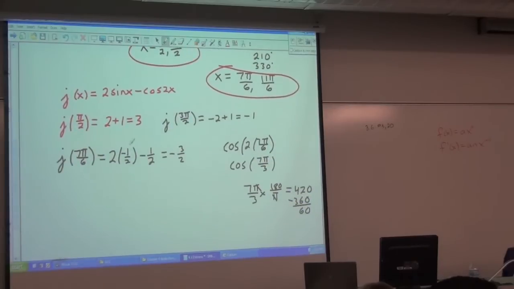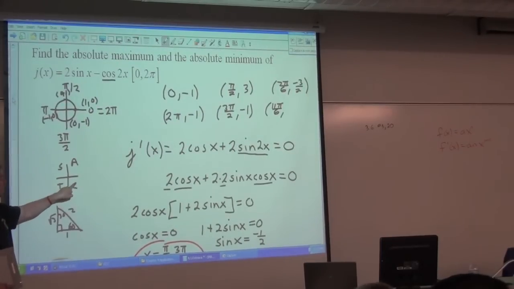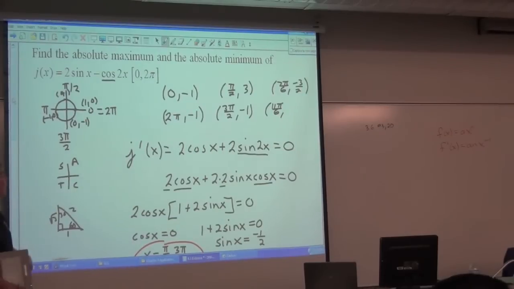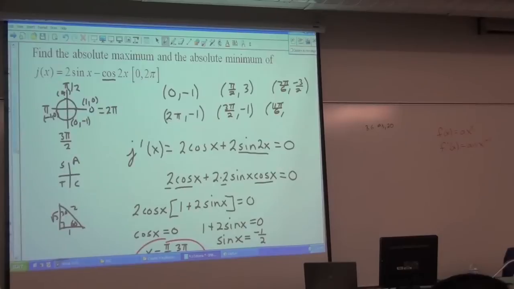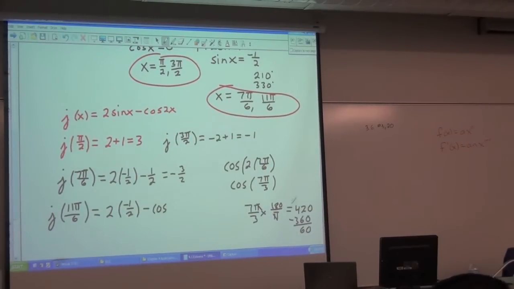Let's try the 11 pi over 6. Find the function at 11 pi over 6. So again, I think the sine of 11 pi over 6 is going to be -1/2, because it's the same thing. It's in this quadrant, and sine is negative. Then when we do the cosine, we put 11 pi over 6 in here, and we get 11 pi over 3.